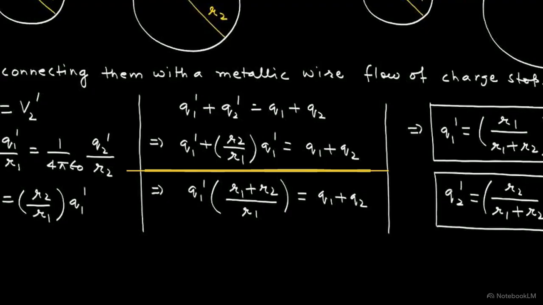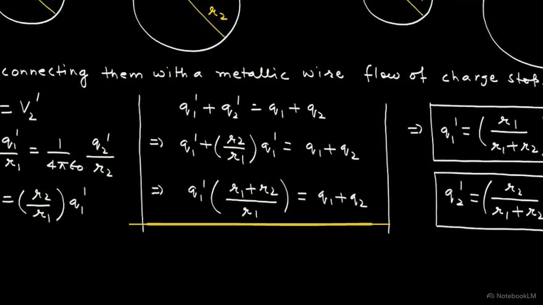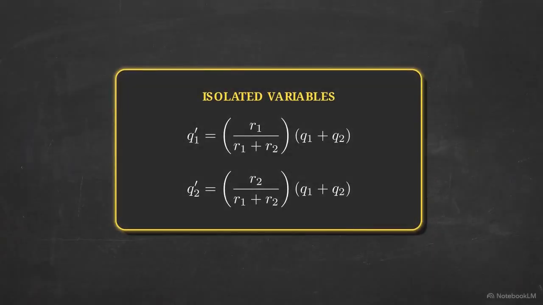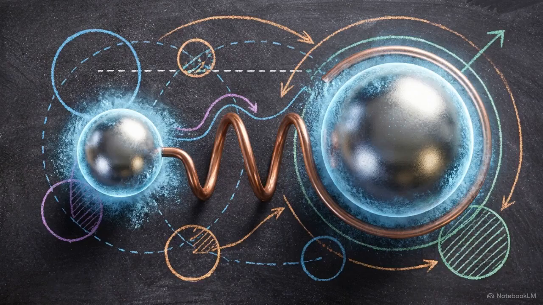Now we combine all of our mathematical findings. We drop that geometric ratio directly into this conservation equation, substituting q2'. In the third line, we algebraically factor out the first sphere's new charge, setting it equal to the initial charge. By combining equal pressure with the unbreakable rule of total conservation, the math isolates our variables. The system is now locked into a single, highly predictable physical outcome.